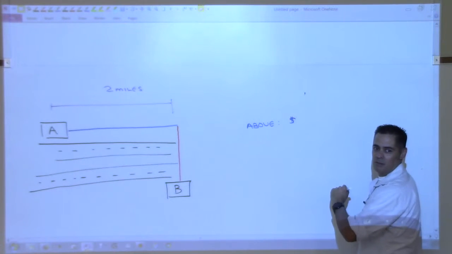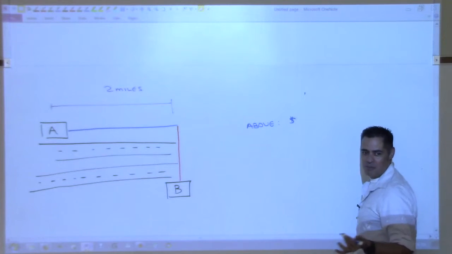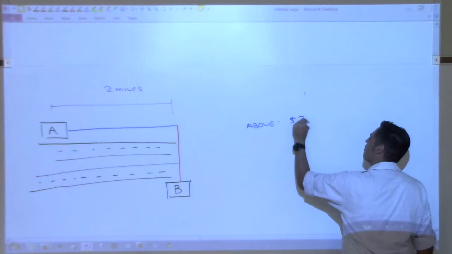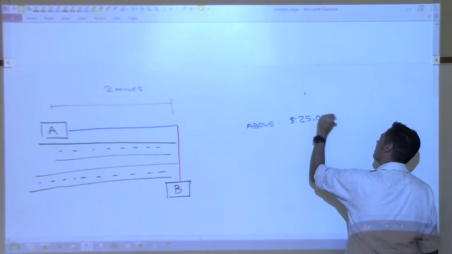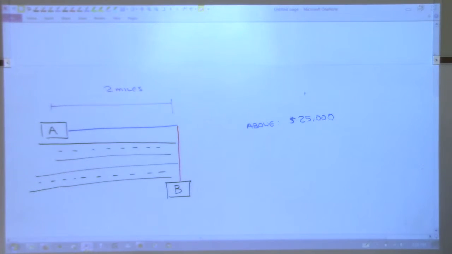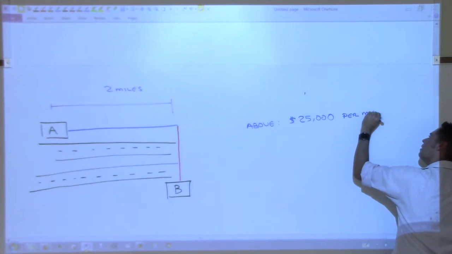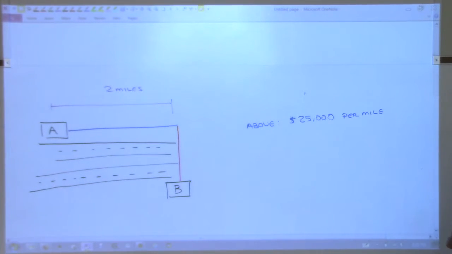Per mile. That's expensive. Do you have a more accurate number? You think? Say maybe 20 or... Okay, we'll go with 25. Yeah, that might be a little excessive. All right. Okay, so 25,000 per mile to run it above ground.